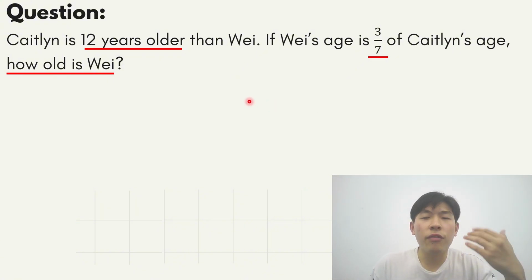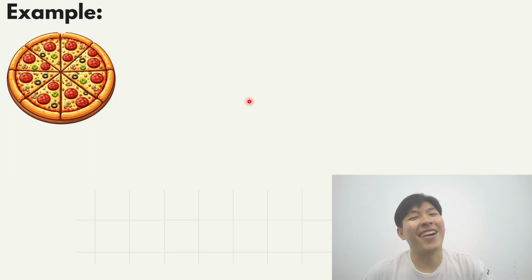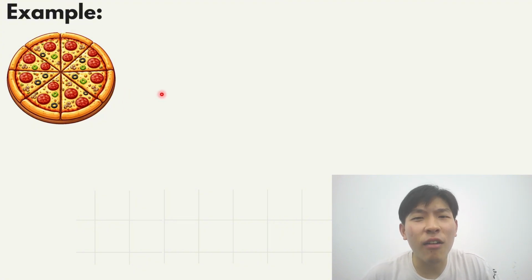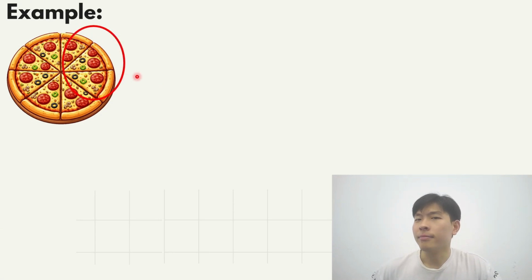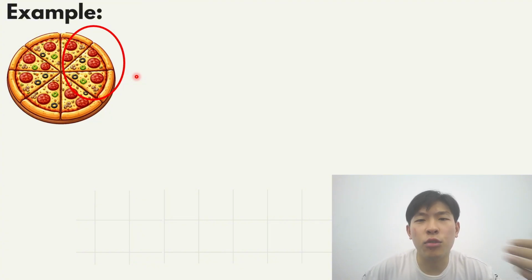Now, for this question, we need to understand the meaning of fractions. Now, here I have a pizza. I'm sure every one of you loves pizza. I love it too. Looks so yummy. Now, if I say that I want to eat 3 slices here, I circle these 3 slices. It's mine.